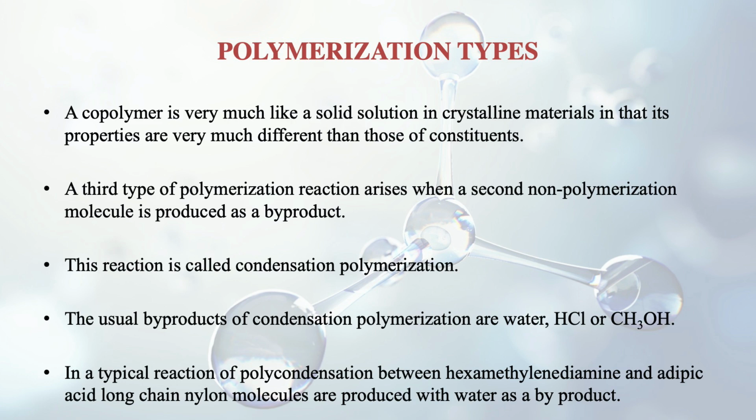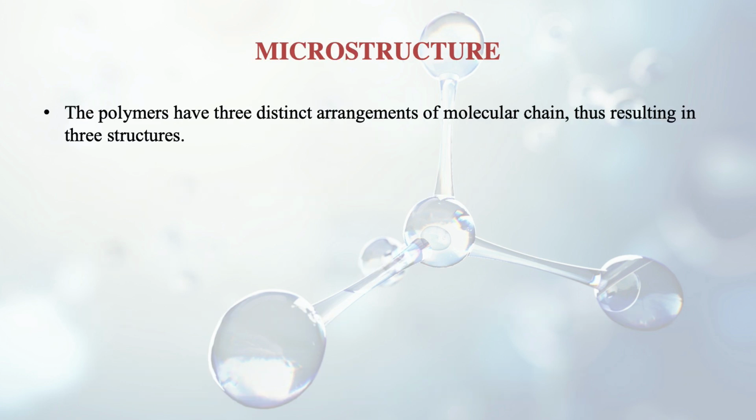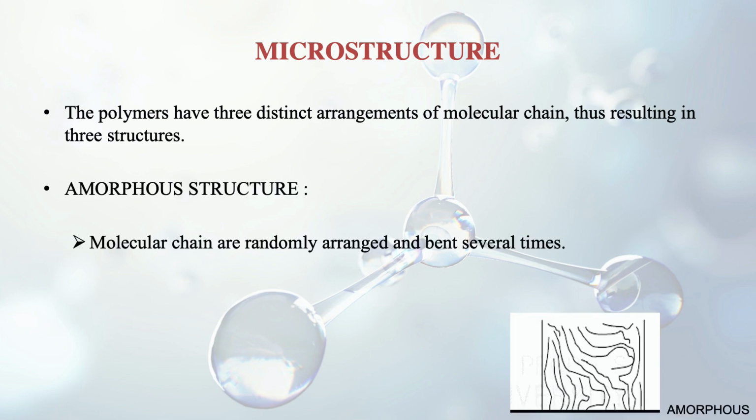Now we will discuss the microstructure of the polymers. Polymers have three distinct arrangements of molecular chains, so there are three types of structures. The first one is the amorphous structure. As you can see in the figure, molecular chains are randomly arranged and bent several times, in different ways. It is not like layers or something like that.